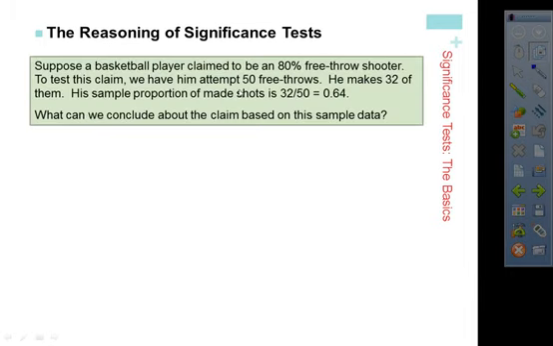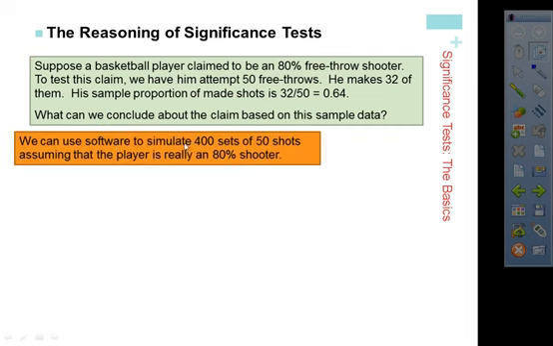We kind of looked at a simulation of this today. It says, suppose a basketball player claims to be an 80% free throw shooter. To test the claim, we have him attempt 50 free throws. He makes 32 of them. His sample proportion of made shots is 32 out of 50, which is 64%. What can we conclude about the claim based on the sample data? So we want to know, is this far enough away from this?